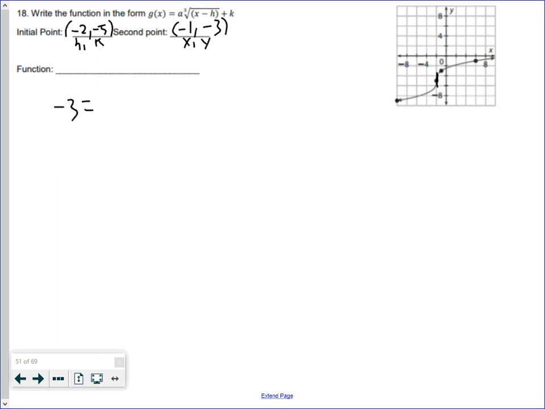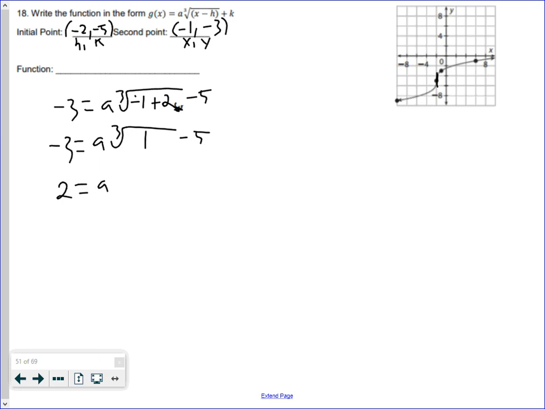Our y is -3. That equals some a term that we don't know, times the cube root of x minus -2, or x plus 2, minus 5. We have our x of -1, so it's -1 plus 2, minus 5. So -3 equals a times the cube root of -1 plus 2, which is just 1, minus 5. Add 5 over. You get 2 equals a times the cube root of 1, which is just 1. So our a just equals 2. We'll plug that in. So g of x equals 2 times the cube root of x plus 2, minus 5.